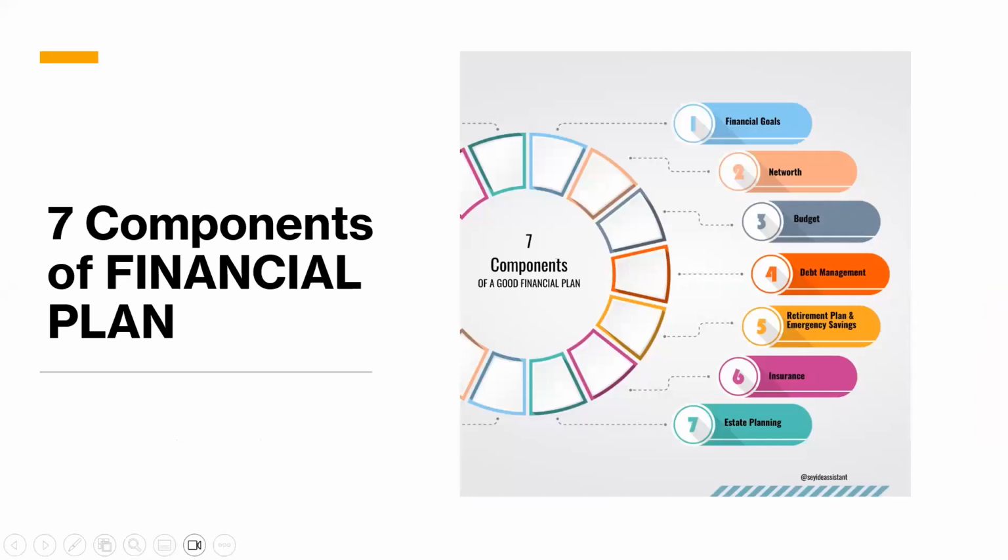So there are 7 components of every financial plan, and I'm going to spend the next couple of minutes explaining those components. I'm also trying to admit people as they join. The first one of a financial plan is financial goals. The next one is net worth.